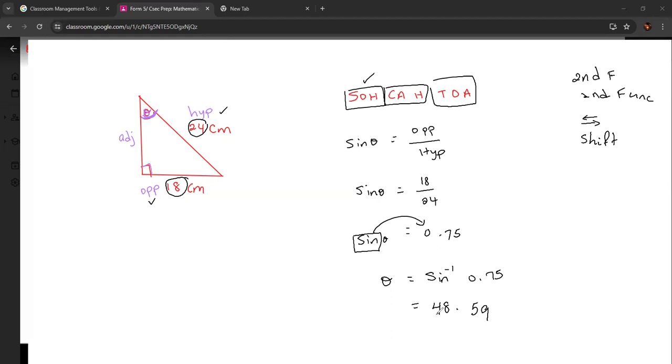If they don't say, you could round it up to however many and put correct to two decimal places, or however many you rounded it up to. Now, I found my angle. The units of angles are degrees. So you put your degree sign.